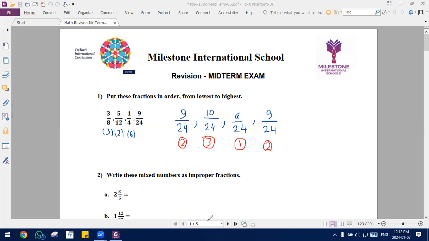Now, when I need to order them, I should order the original values, not the new ones. So it says this is the smallest one, which is the third one, so 1 over 4. So I would say 1 over 4, and then we have the first and the last one in second place. So 3 over 8, 9 over 24. They get the same value. And then the highest one, it says the second one, which is 5 over 12. So this is the order from lowest to highest.